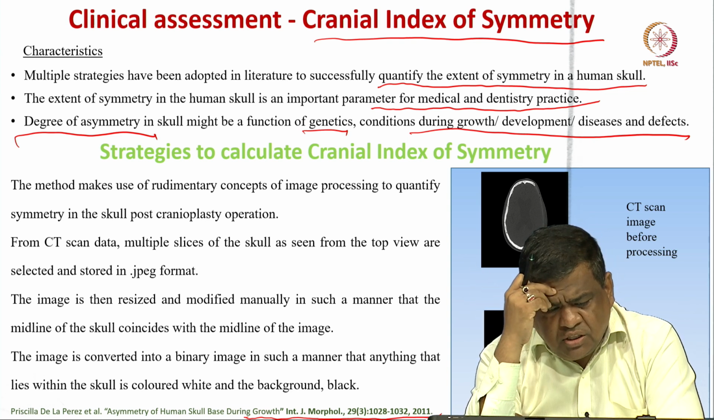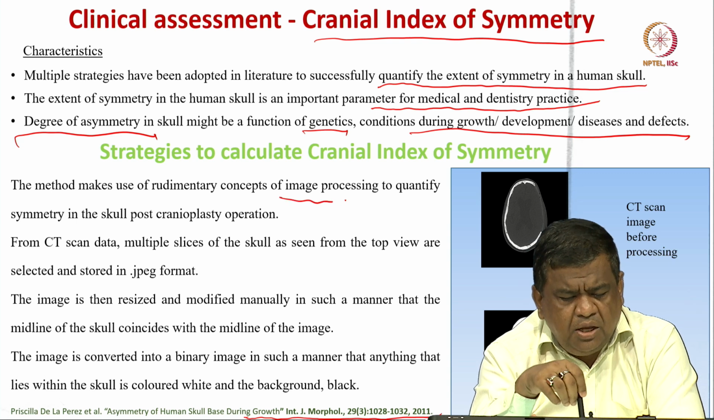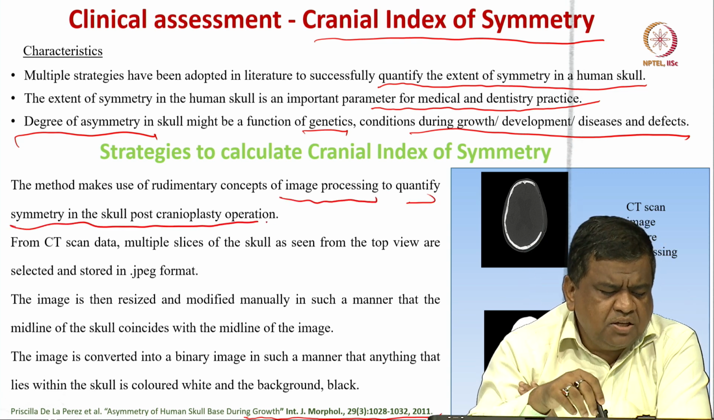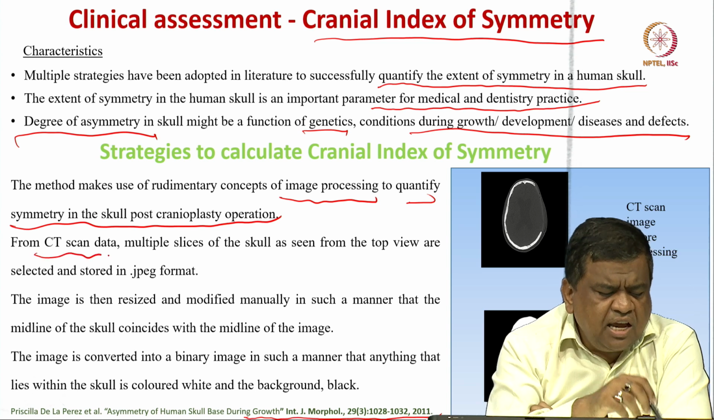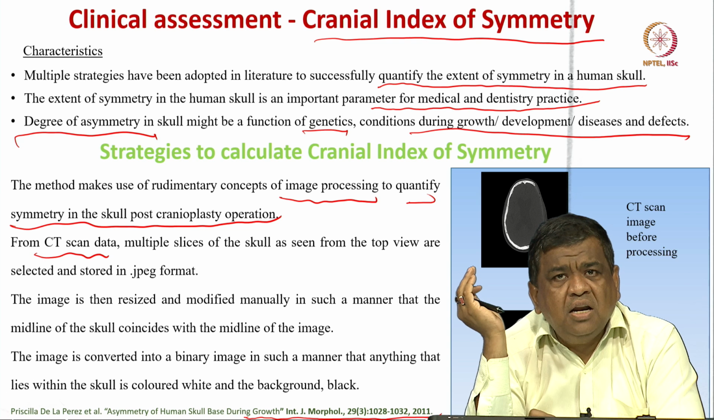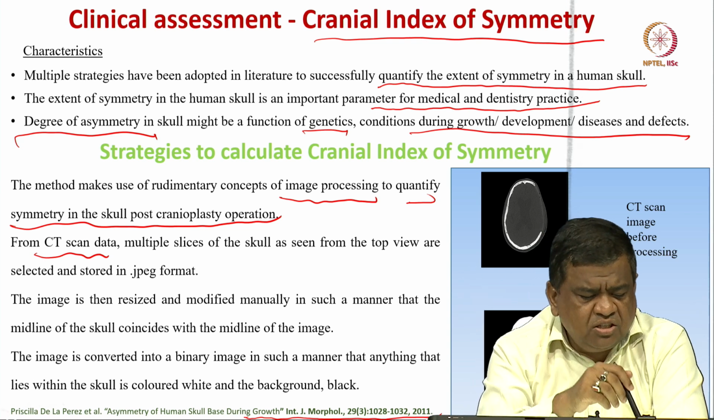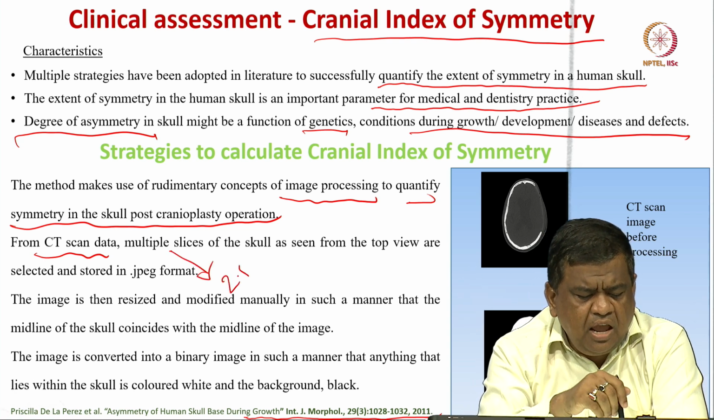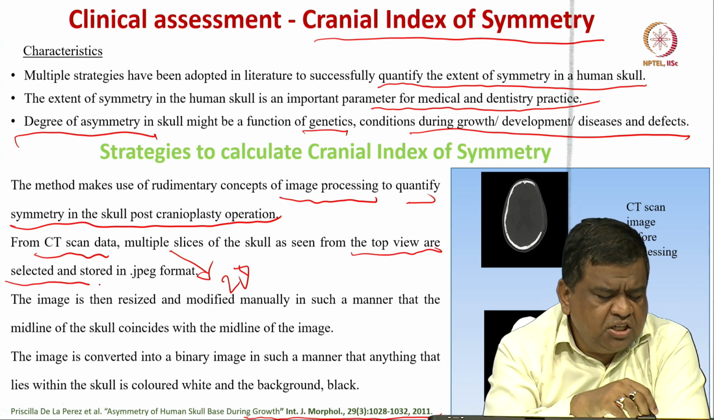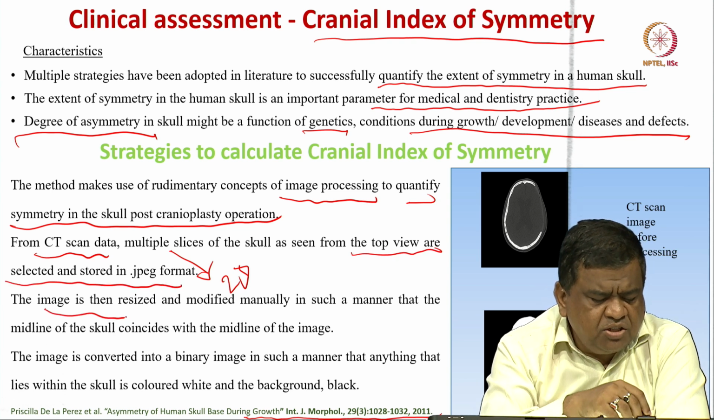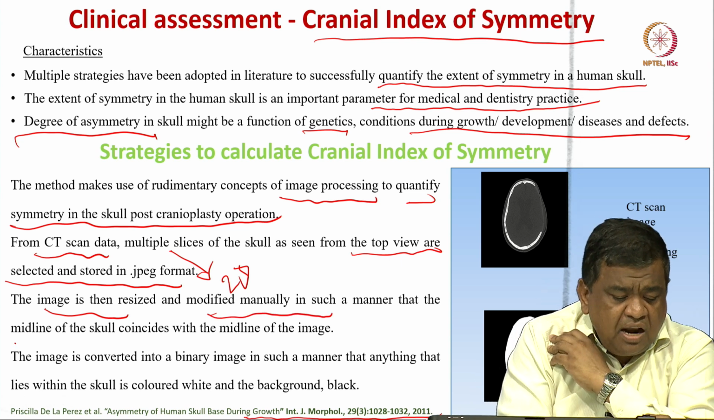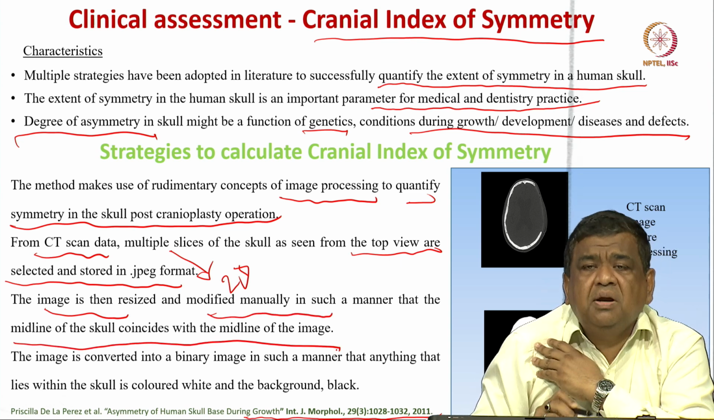So they used rudimentary concepts of image processing to quantify symmetry in the skull post cranioplasty operations. So from the CT scan data, multiple slices, these multiple 2-dimensional slices, called 2D slices, are taken of the skull as seen from the top view, selected and stored in a JPEG format. This image is often resized and modified manually in such a manner that the midline of the skull coincides with the midline of the image.